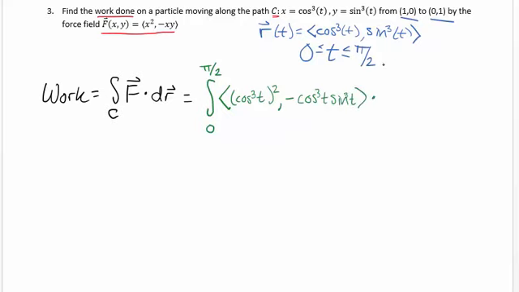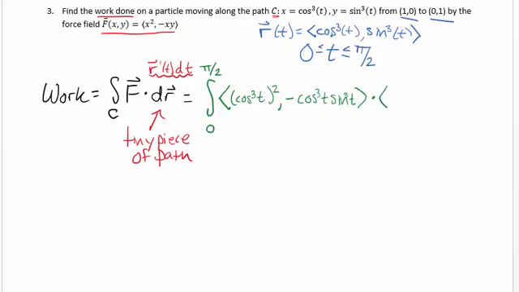And then that vector is being dotted with dr. And remember that dr in this context is going to be r prime of t dt. So this is just that tiny piece of path. Unlike in our scalar integrals, where we had a ds representing a tiny length of path, here we have both the length and the direction.